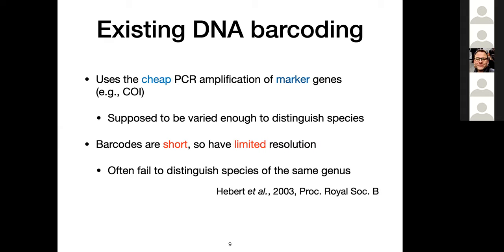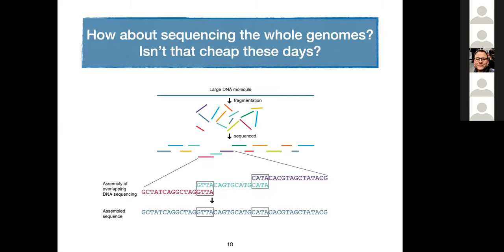There are many papers out there that talk about limitations of barcoding. For example, if you want to distinguish species within the same genus, a lot of the time that fails. They are basically identical, so you just have limited resolution. And if you want to work within a species, then it is just not super powerful for many organisms. The alternative that presents itself, of course, is whole genome sequencing, which these days is supposed to be cheap.